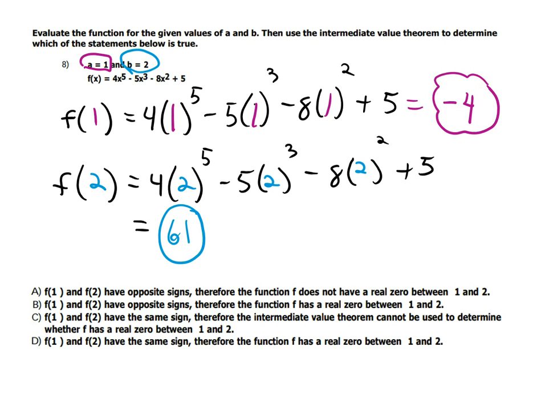So that means, okay, on the graph, you're at 1 and you're at 2. When you're at the point 1, its y coordinate is -4, so that means you're down here somewhere. When you're at 2, your y-coordinate is 61, so you're way up here somewhere. Which means when you connect those between 1 and 2, the only way to connect them is to cross over the x-axis. So yeah, there's a 0 there. So my choice is that f of 1 and f of 2 have opposite signs, therefore the function has a real 0 between 1 and 2. So the answer is B.